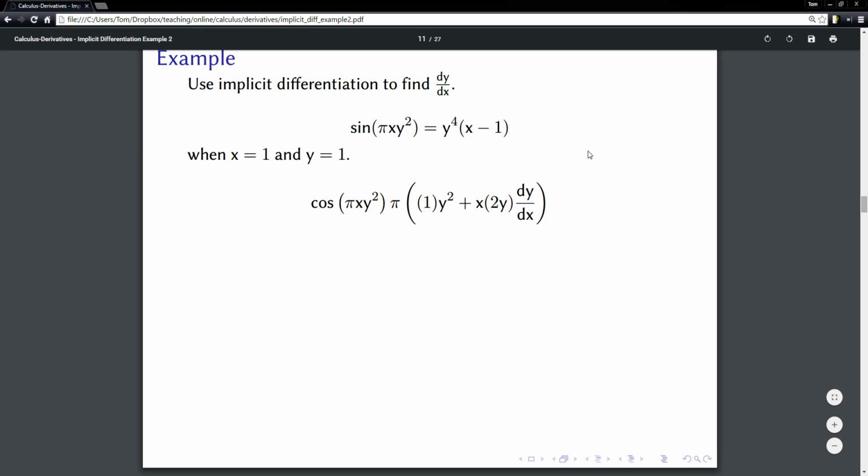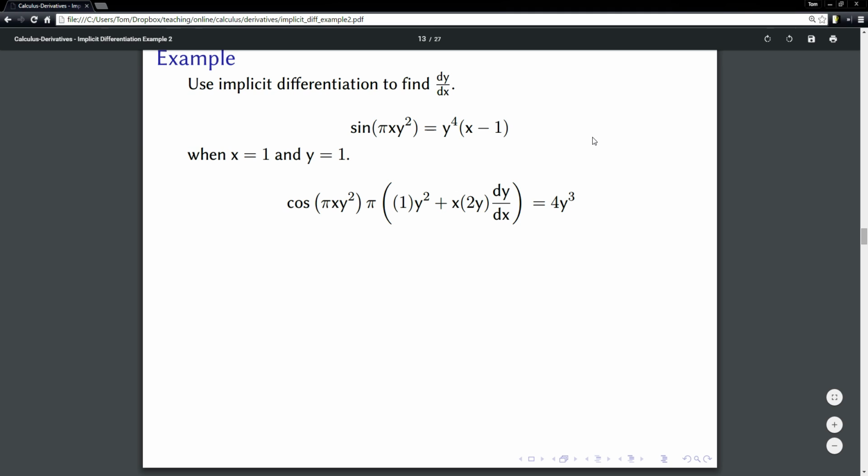Okay, and so that is the derivative of the left-hand side. I'm going to put the equal sign in there. And now I'm going to work on taking the derivative of the right-hand side. So over on the right-hand side, I once again have a product of functions. I have y to the 4th power times x minus 1. Okay, so I'm going to have to use the product rule.